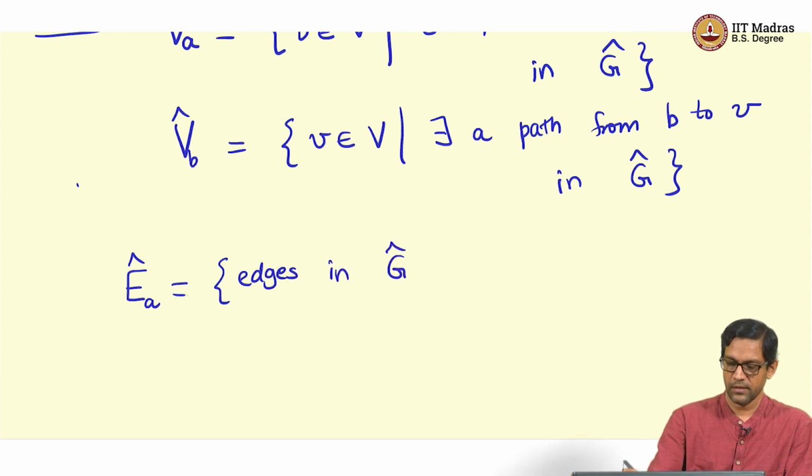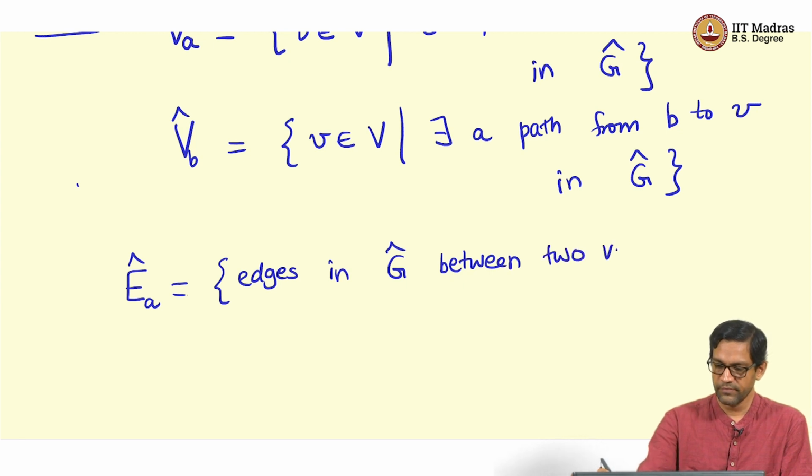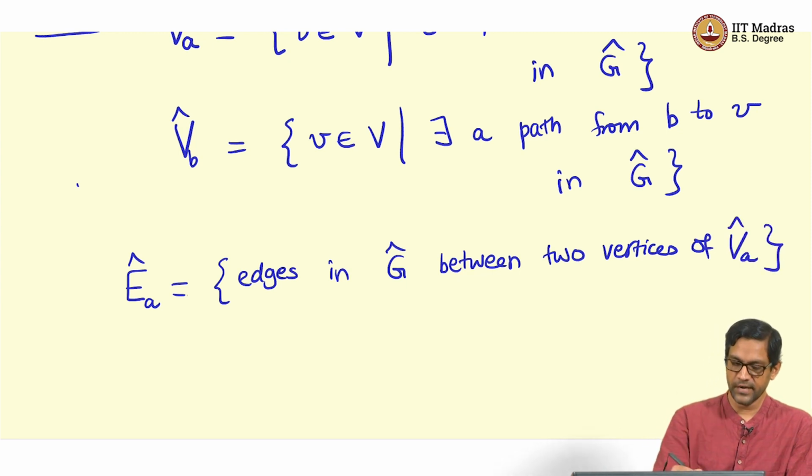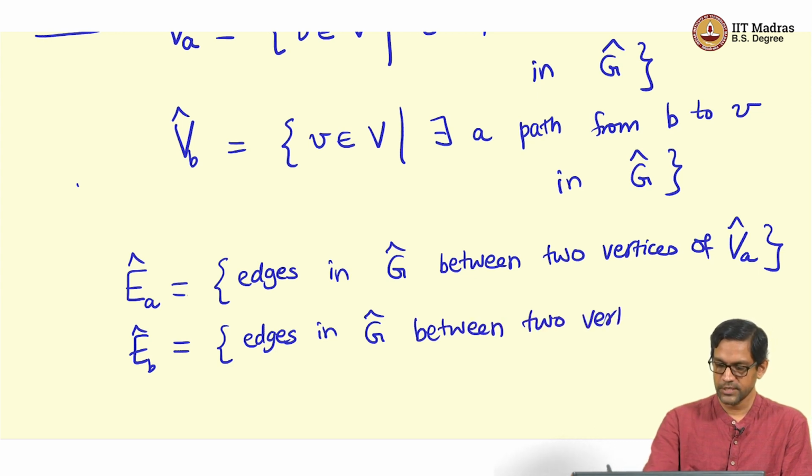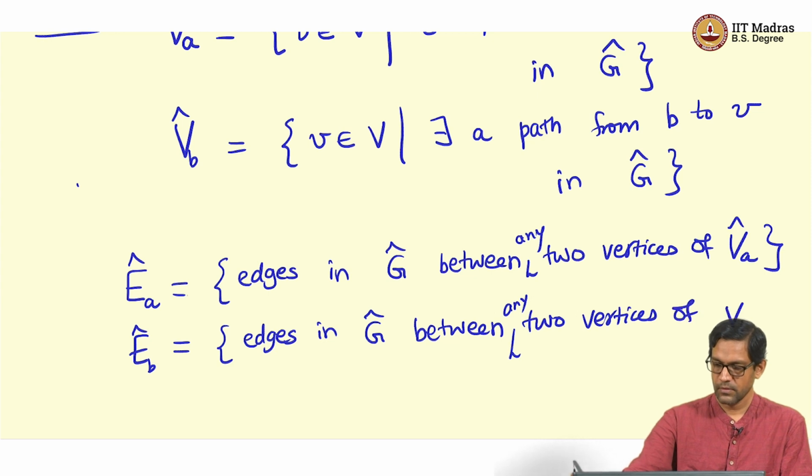in G hat between the edges which go between two vertices of VA hat. Okay, so, edges on the left hand side of that diagram which I drew, and likewise EB hat will be edges in the right hand portion, the edges which go between any two vertices of VB hat.